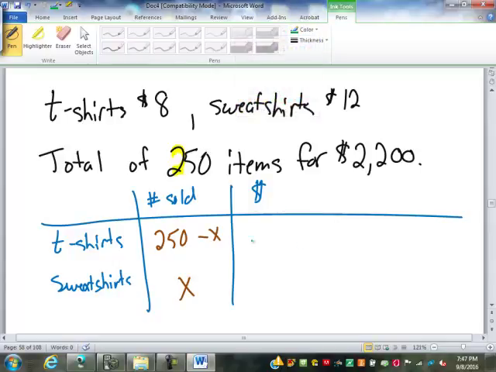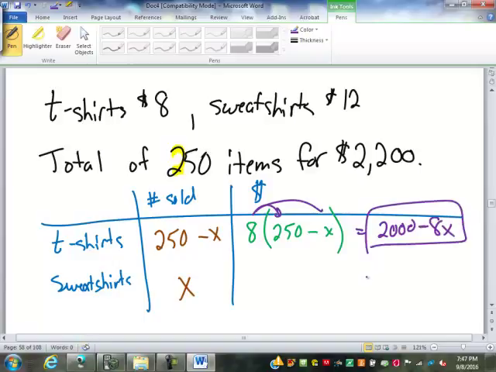Now, what do we do for the dollar amounts for the t-shirts? 8 times 250 minus X. Let's go ahead and multiply that now. So 8 times 250, 2,000, and then 8 times negative X, minus 8X. So that's the dollars for the t-shirts. Dollars for the sweatshirts? Just 12 times X still. Now what?